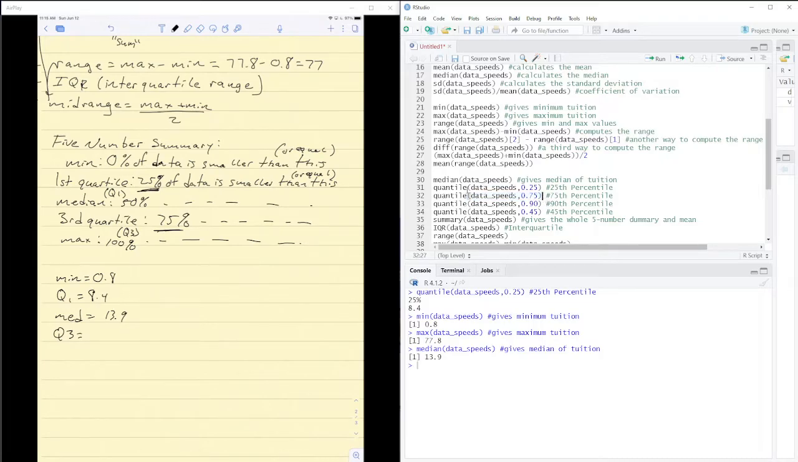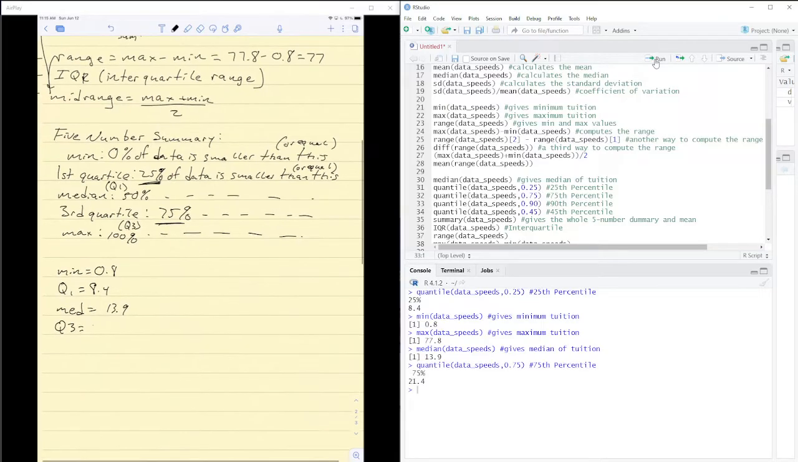My third quartile is my 75th percentile. So the command I'm using is quantile. Quantile, specify your data set and then what percentile you want to look at. First quartile is the 25th. Third quartile is the 75th. That's 21.4. And then the max was 77.8.